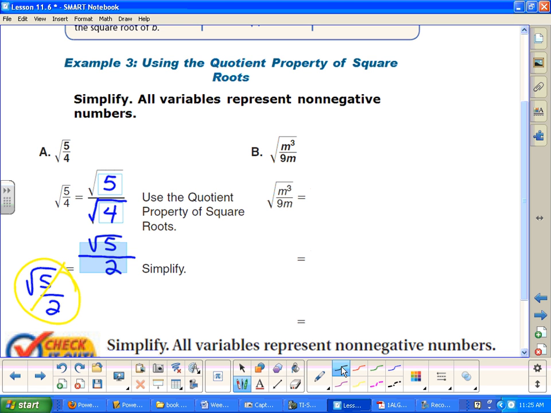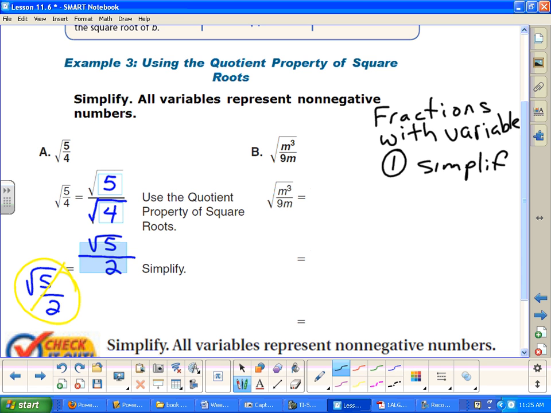Square root of m cubed over 9m. Now the other thing is, when there are fractions with variables, okay? Number one, simplify the fraction first, if you can. Okay. Simplify the fractions first, if possible. Whether it has variables or not, sometimes. Okay. All right. But, so we look at this square root of m cubed over 9m.